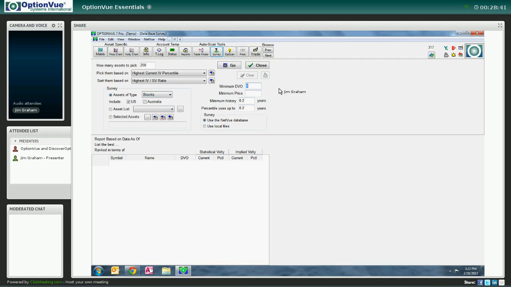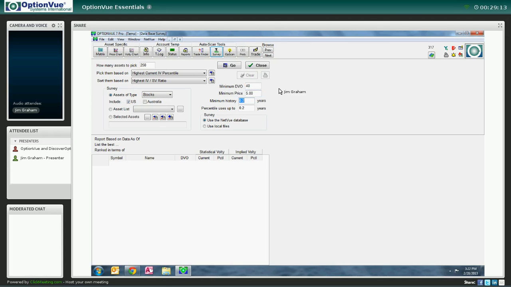And then over here, there's a few other things. You can choose a minimum DVO. Let's say I don't want to trade anything that doesn't at least trade $40,000 in options a day. This is in thousands, so I'd put 40, meaning it trades at least 40,000 a day. A minimum price, I don't really care about a minimum price of a stock, but some people might. I can put something in. I don't want a stock under $5.